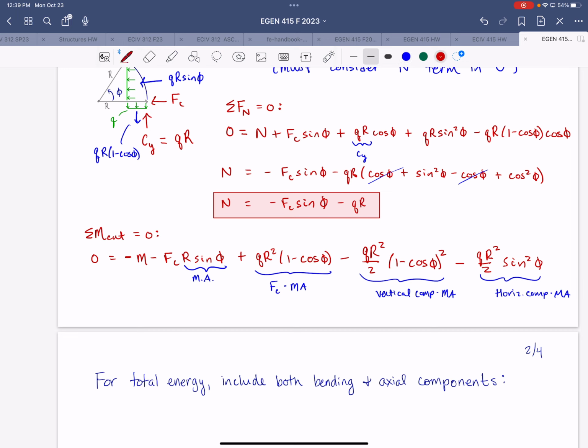All right, so final answer for moment, we get negative FC times R sine phi. So this is curious because there's no Q that shows up in that moment expression, right? But Q, of course, does contribute to the moment because that's going to be built into, right? Q will contribute to what FC is, right?